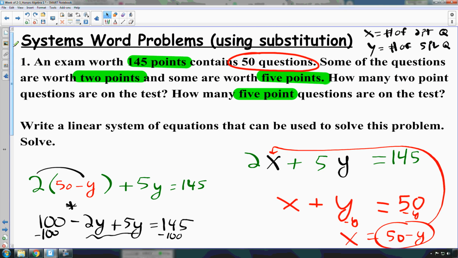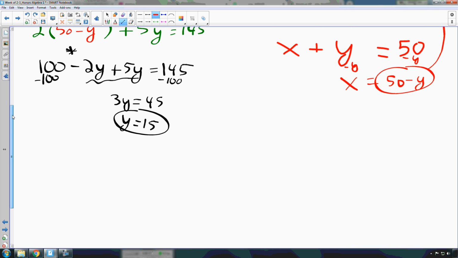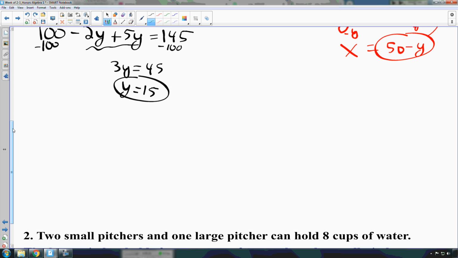So that's good. We can look up here in the top corner. If you look there, you can see Y is the number of 5-point questions, right? And we can see that there were 15 5-point questions. So we know there are 15 5-point questions.